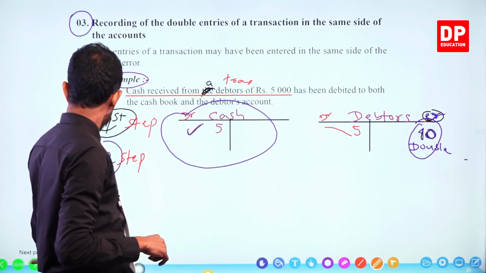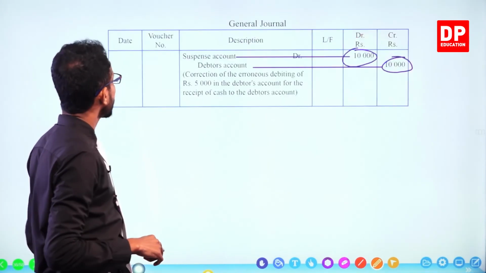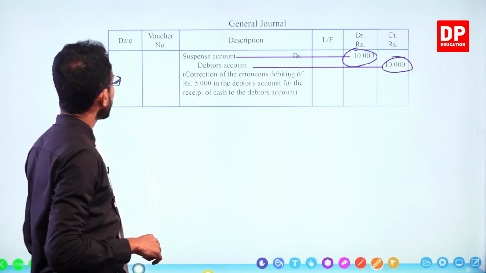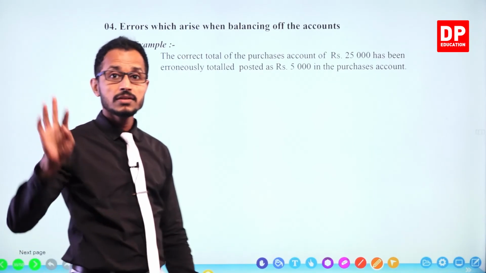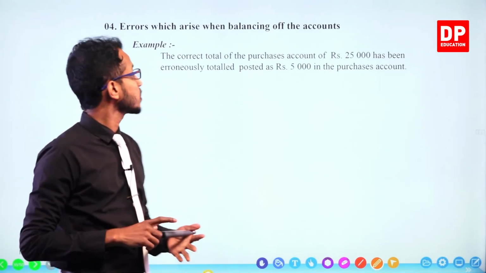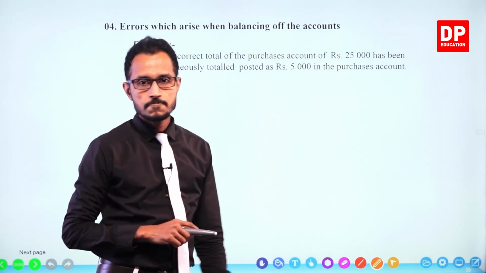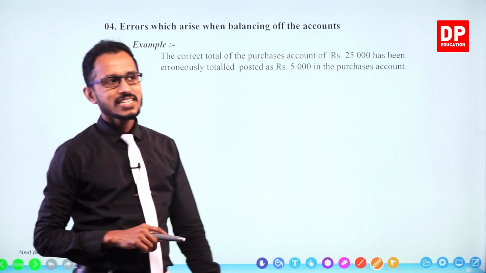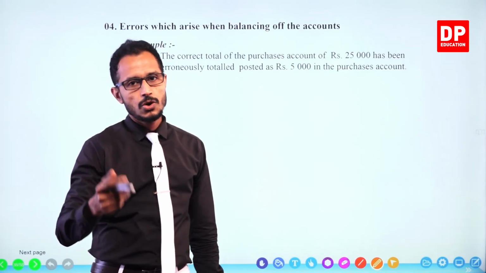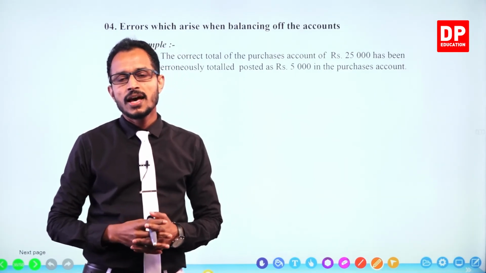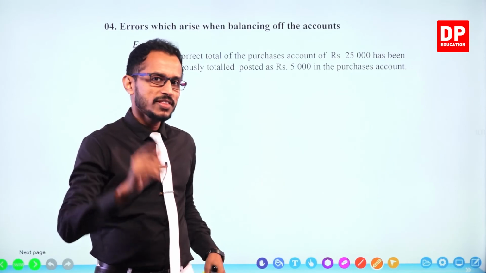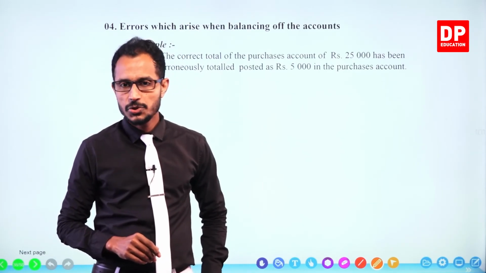So the next one is this one, the 4th error which affects the trial balance: errors which arise when balancing of accounts. Let's discuss this in the next video, the next chapter. So I hope everything that we did today is clear to you, children.